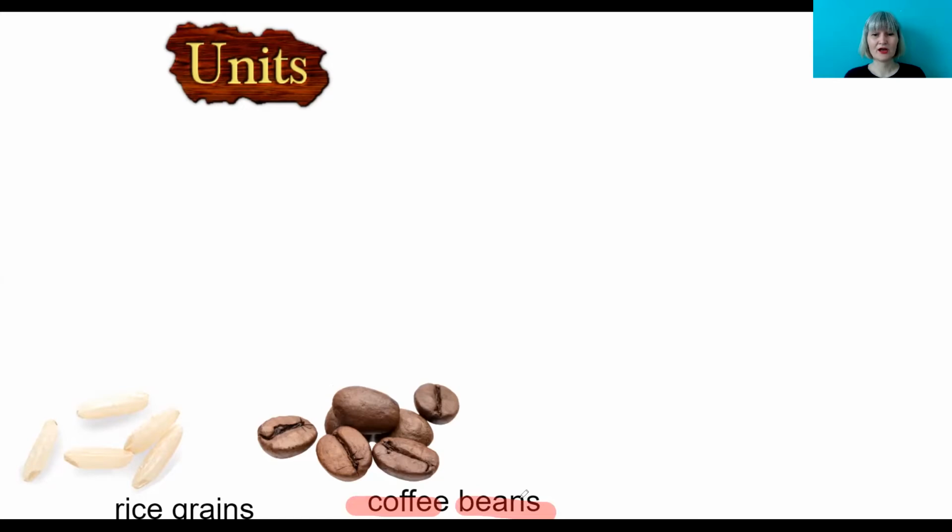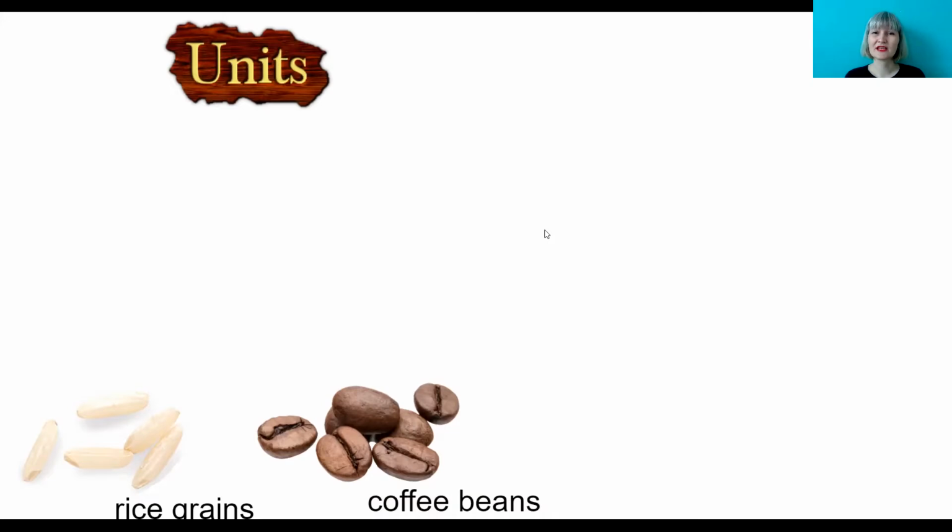In English, the first noun turns into an adjective. Первое существительное превращается в прилагательное. То есть кофейные зерна, рисовые зерна, да. So these now not two nouns, это уже не два существительных, это прилагательное и существительное. So let's have a look at the units.